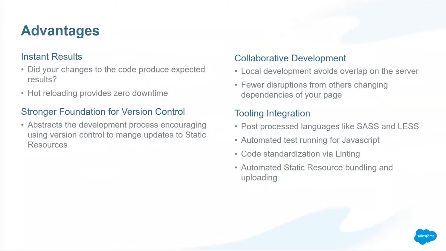Advantages. What are some of the advantages that we just experienced? Instant results, obviously. All of our changes we made, we saw right away. Stronger foundation for version control. So important. So now we've abstracted away the dependency on static resources, and we are working with our CSS and JavaScript files locally. So now we can create a Git flow going to a tech lead or whoever our development manager is, and they can handle the merges and ship that up in a static resource.